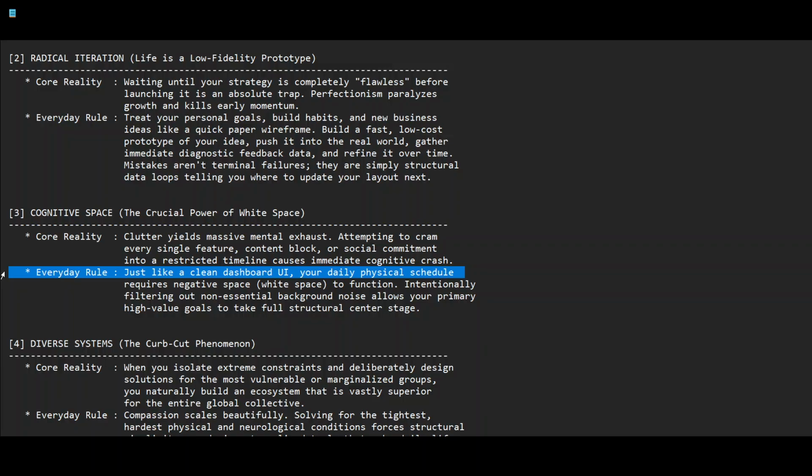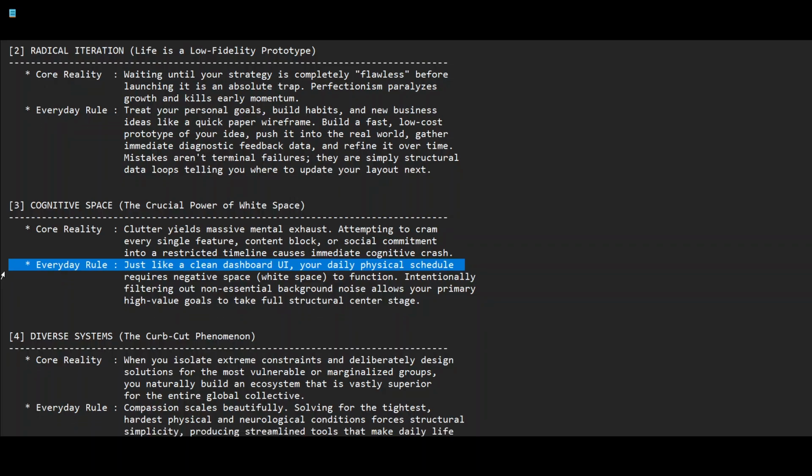Just like a clean dashboard, your daily physical schedule requires negative space, white space, to function. Intentionally filtering out non-essential background noise allows your primary high value goals to take full structural center stage.